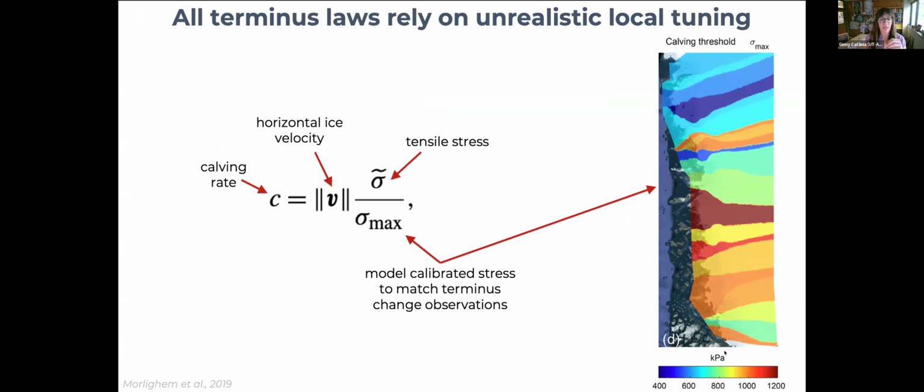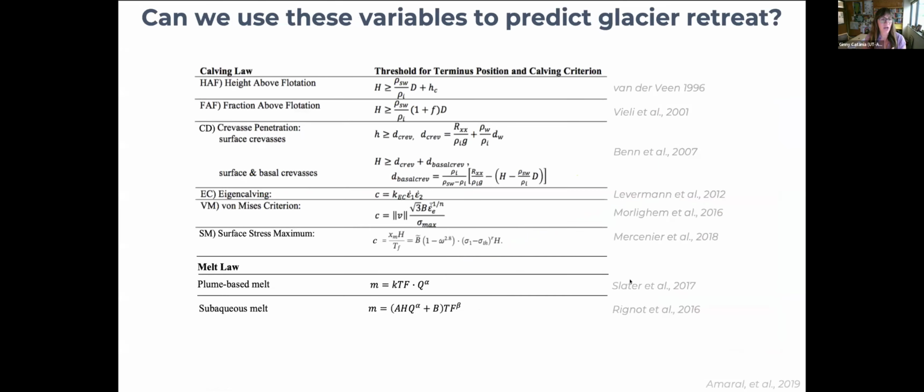observations. And this is the tuning shown for a whole suite of glaciers in Western Greenland for a study that was done by Matthew Morlighem, just to show that this sigma max varies pretty considerably in a way that might be unrealistic. And so instead of trying to use these existing process-based calving and melt laws, our goal was to use just the variables alone in these laws to predict glacier retreat.